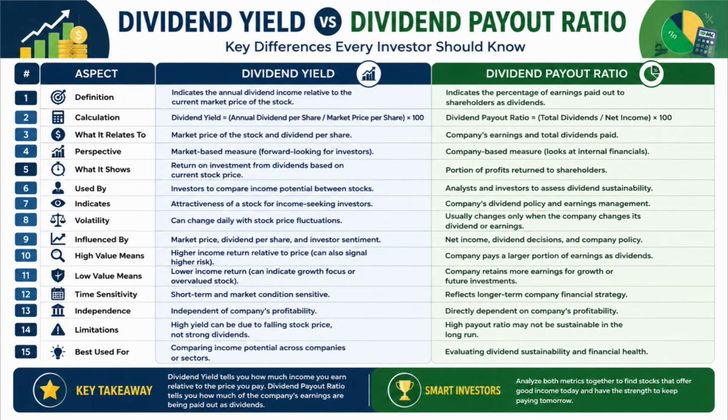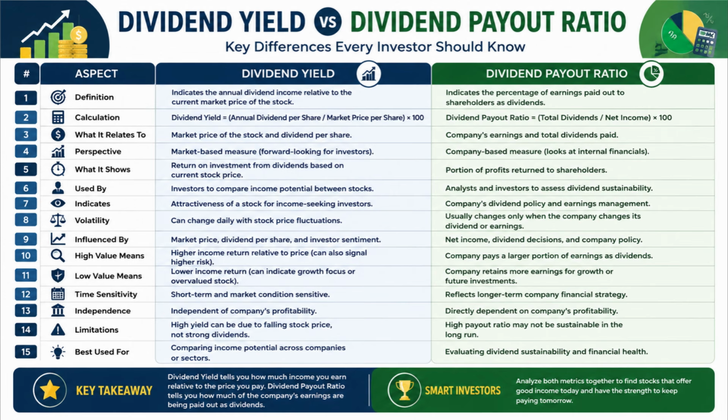Number 2. Dividend yield is calculated by dividing annual dividend per share by market price per share and multiplying by 100, whereas dividend payout ratio is calculated by dividing total dividends by net income and multiplying by 100. Number 3. Dividend yield is related to the stock's market price and dividend per share, whereas dividend payout ratio is related to the company's earnings and total dividends paid.